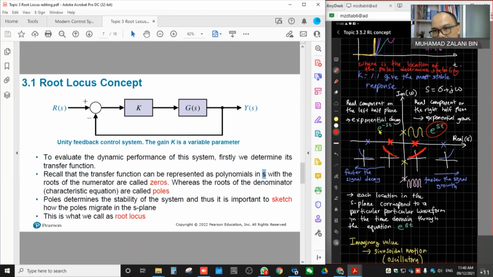Okay, so kenapa e minus st tu? Dia drop sampai dia menghampiri zero sebab as the s approaching infinity for this particular equation, dia punya curve ataupun dia punya lines tu akan mendekati zero lah. Sebab equation ni sebenarnya 1 over e to the st, right? So, when st is approaching infinity, 1 over infinity is zero. Okay, so you can expect the red one, if the pair of poles is right there, you can expect this sort of stability response.